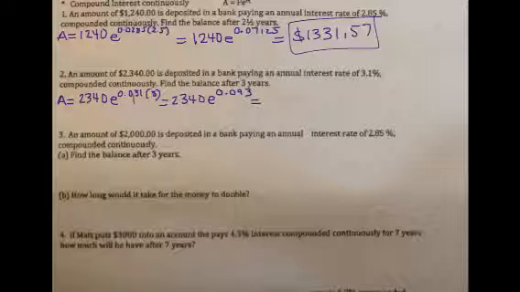For number 2, it's $2,340 at 3.1% for 3 years, again compounding continuously. So here is the simplified exponent after I multiply these two, and that gives you $2,568.06.